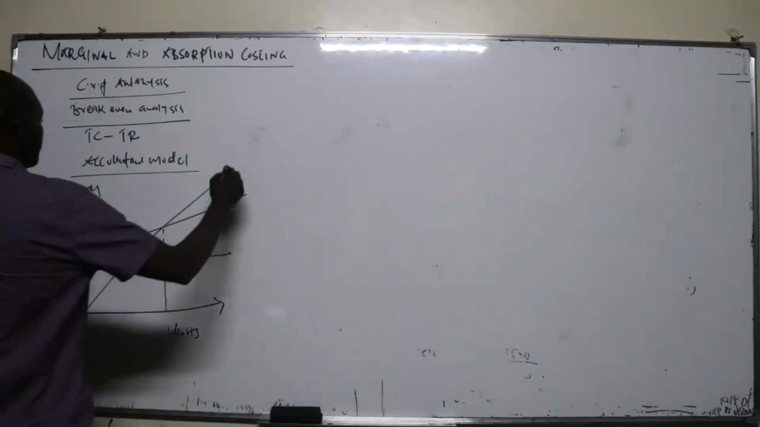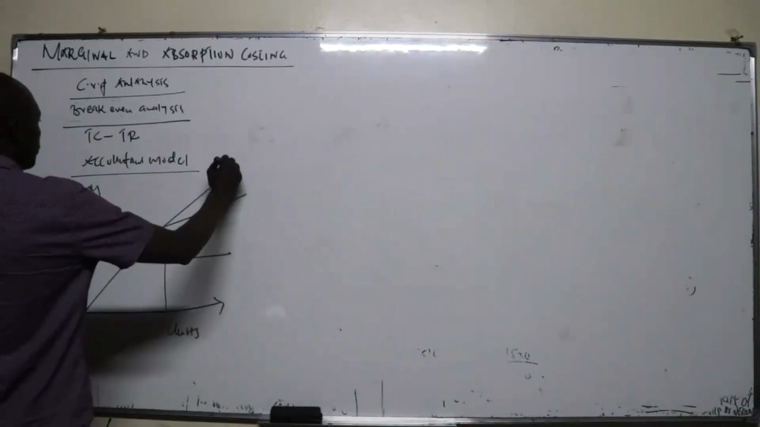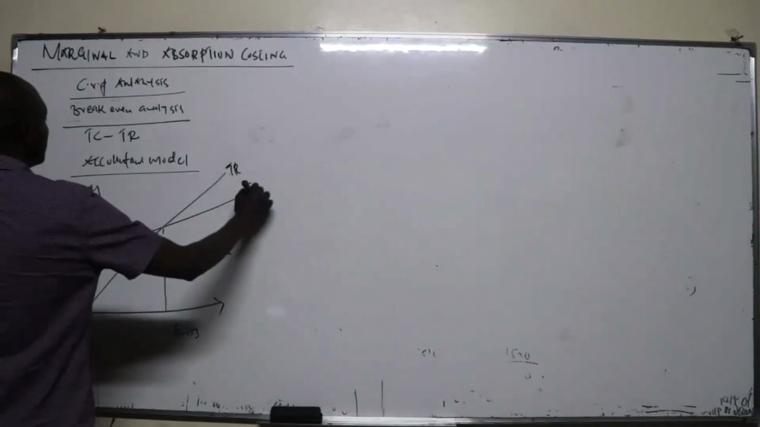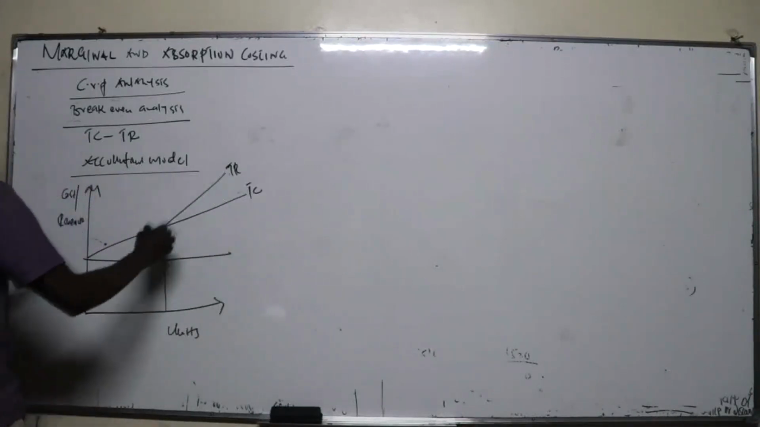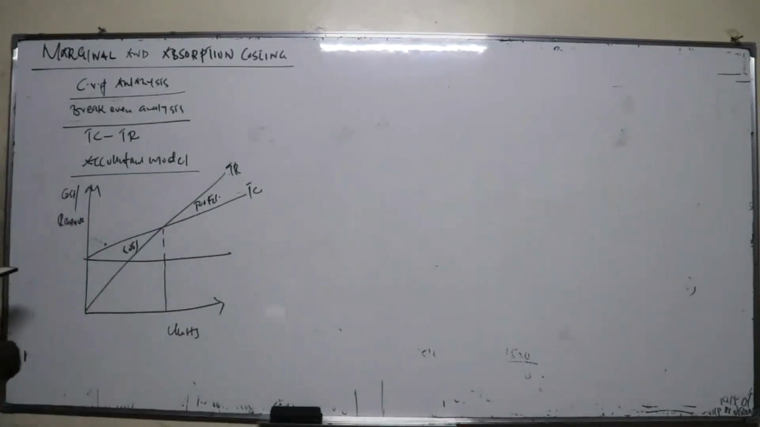So this is revenue, and maybe this is total revenue. This is cost. This is TR, total revenue. This is total cost. So this is profit, and this is loss. The point where total cost and total revenue meet is where break-even analysis happens, that point.